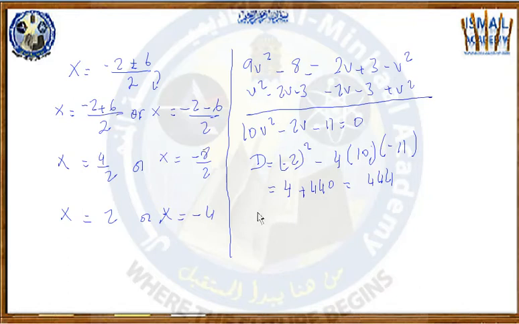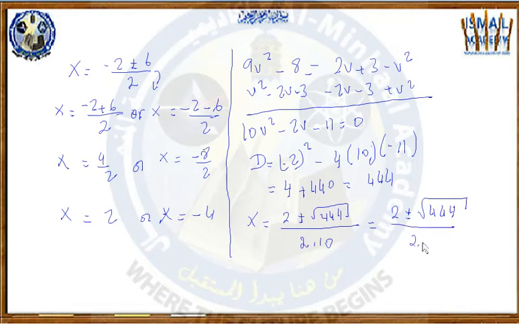So x will be equal to minus b, which is minus minus 2, so 2, plus or minus the square root of 444, over 2a. 2a is 2 times 10. So here I will have 2 plus or minus square root of 444 over 20. I can simplify further if I want. If you give me this answer, I'll be happy with that.